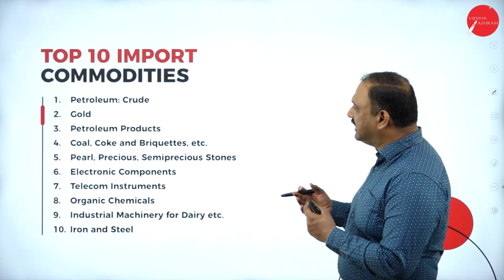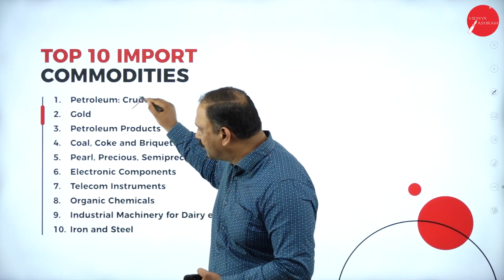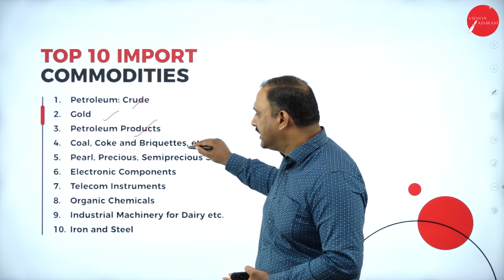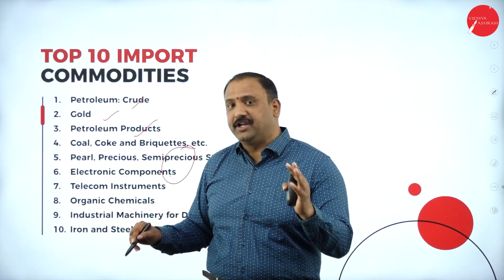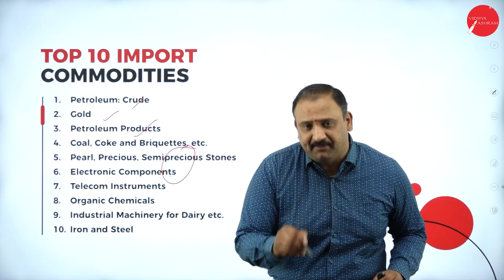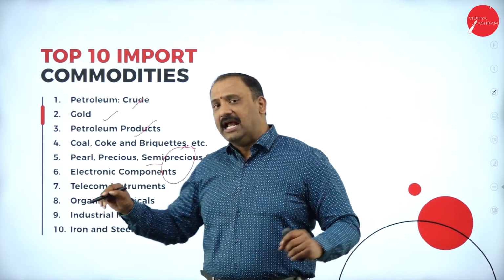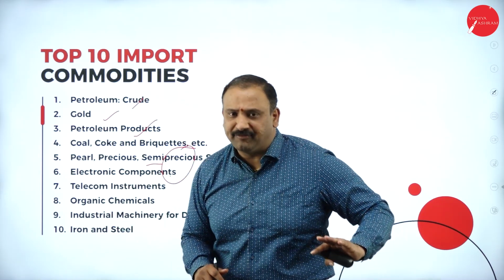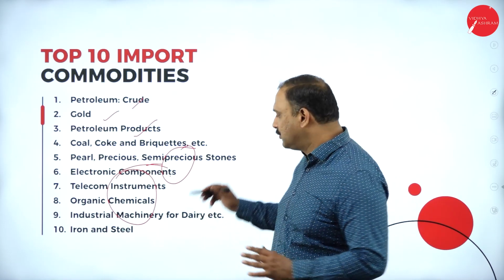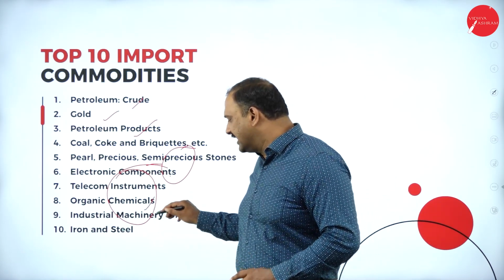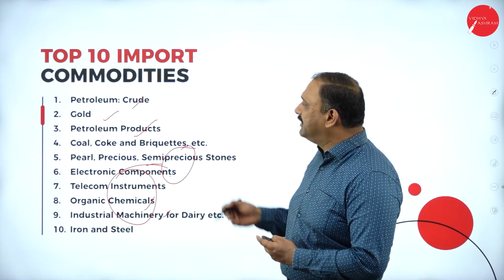When we talk about the import, again, these are the import commodities that we are talking about: petroleum, gold, petroleum products, coal, pearls, precious items, electronic components. Yes, we are concentrating on that because the last time when we had the semiconductor problem, India is now trying to focus on that. And with the advent of iPhone being manufactured in India, I think we are taking up a very big space. We will soon become an exporter here. Organic chemicals, industrial machinery, iron and steel. These are the areas where we are importing.